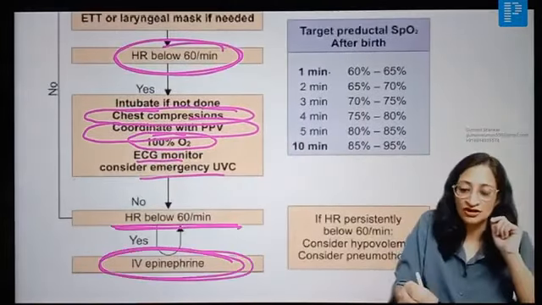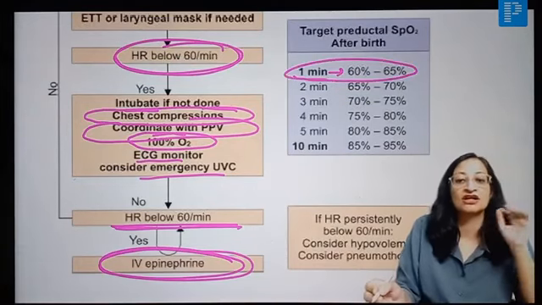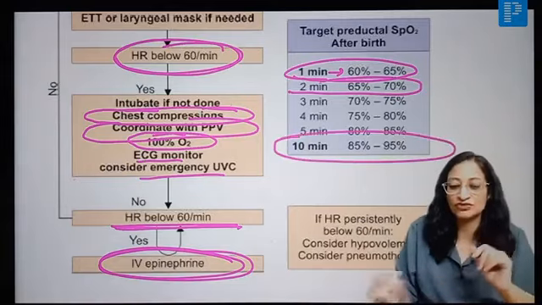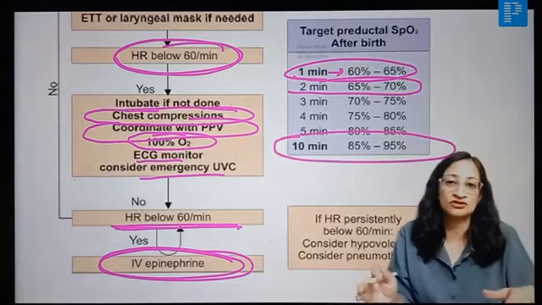The target oxygen saturation at 1 minute, you'll be surprised to know, is only 60 to 65%. If that is the saturation, no oxygen is required. At 2 minutes, 65 to 70%, at 10 minutes, 85 to 95%. If this is the saturation, no oxygen is required.